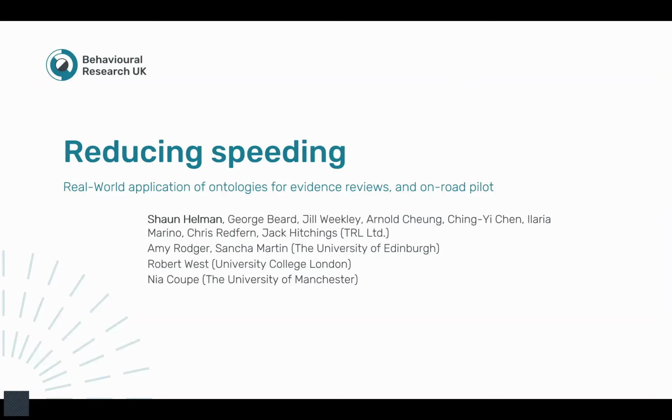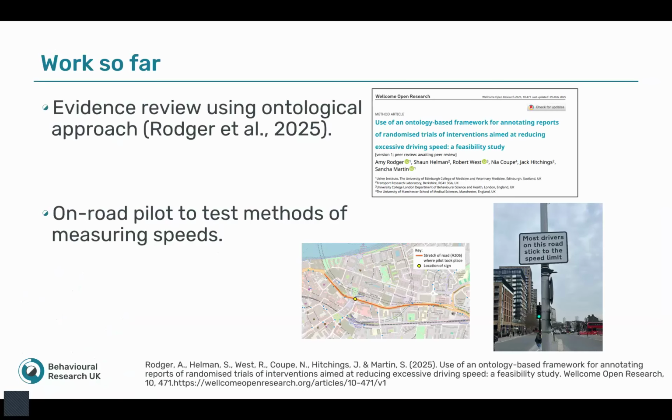Thanks, Susan. So as Susan said, this is some work we've been doing on the BR UK programme about reducing speeding. I'm going to talk about 2 things today. My co-presenter George Beard will be here for the panel later, but I'm just going to run through the slides for now. So I'm going to talk about 2 things that we've done on the project so far. The first thing we did was an evidence review using an ontological approach. I'm not going to say much about that because the next presenter is going to cover that in much more detail, but I'll just give that at the end as an example of one of the pieces of work we've done using that approach, and that is now published. What I want to spend time talking about today is the on-road pilot that we've done, which is a pilot to test methods of measuring speeds in the real world to support a later piece of work.